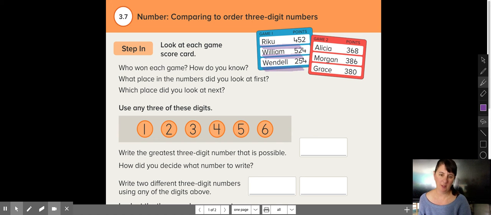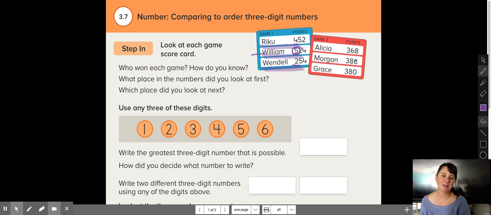Who won this game? Well, we can tell if we look at the hundreds place. William's score has the most hundreds. He is automatically the winner because once you have 500s compared to 400s and 200s, that's more. So William is the winner here.